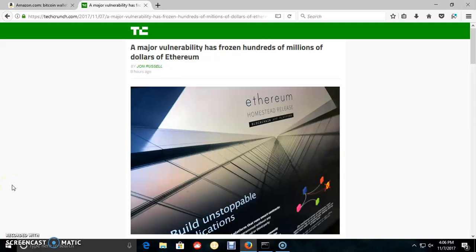Hello, guys. Today I want to talk about the importance of cold storage for your cryptocurrency. Because, as you probably heard or read something about it today, there was an issue with Ethereum, so they've frozen hundreds of millions of dollars of Ethereum. And if you were in the market for Bitcoin a few years ago, you probably heard about Mt. Gox, where somebody hacked in and stole hundreds of millions of dollars of Bitcoin because they're online.